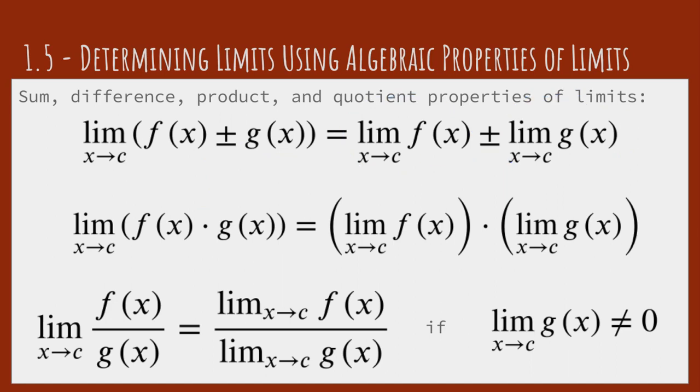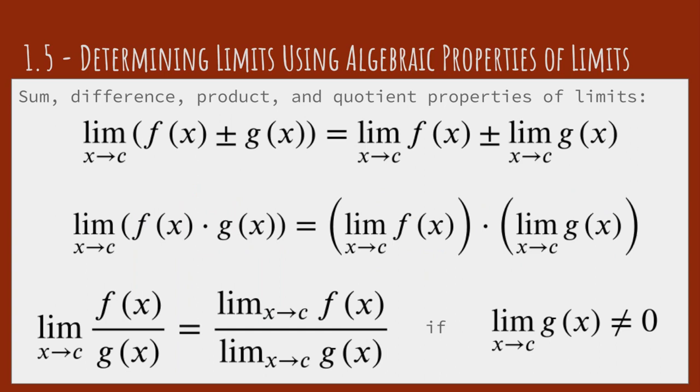Product rule, same thing. We have in this example here, we're taking the limit of the product of two factors that are going to make up a function that we're taking the limit of. So we can take the limit of each of those individually and do that.